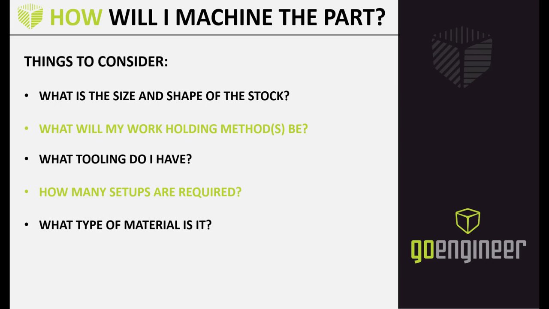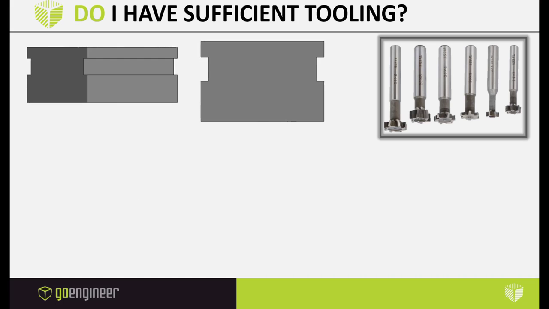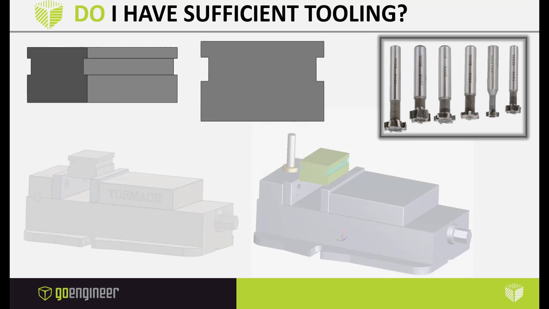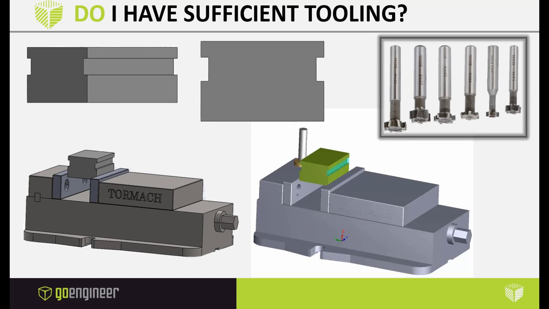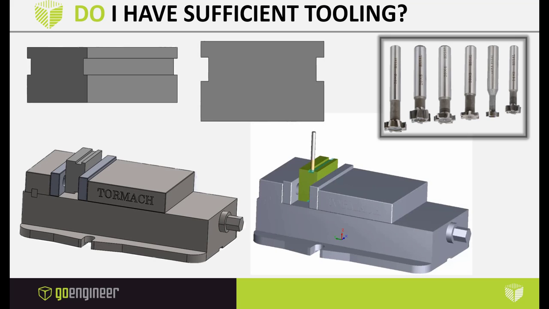Let's discuss a topic that can influence what work holding method we can use. Before you can make a final decision on a work holding method, you have to take your tooling into account. Let me show you an example of how tooling can dictate the outcome of a game plan. This part has 2 slots, which could be machined with a keyway tool, requiring only 1 setup. But if you don't have a keyway tool, it will require 2 setups using a flat end mill.